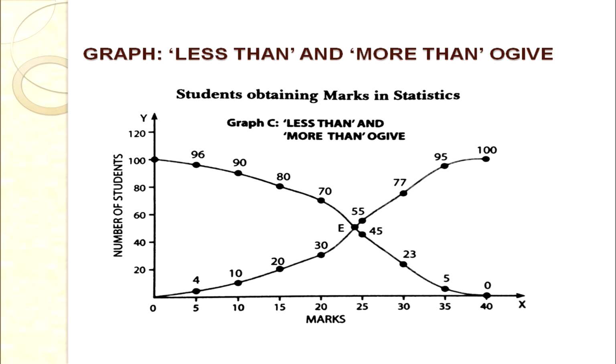So students, we have learned how to draw the less than cumulative frequency curve as well as the more than cumulative frequency curve. If you are asked to draw only the less than cumulative frequency curve, you can also write less than marks. If you are asked only to draw the more than cumulative frequency curve, then you are going to write more than marks. So students, I think you have understood how to draw the ogives.